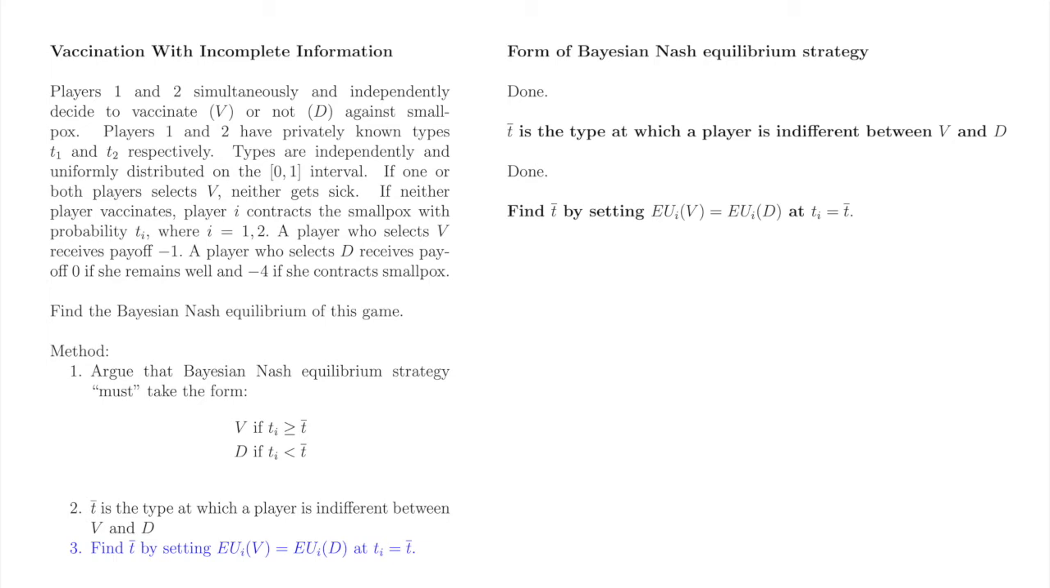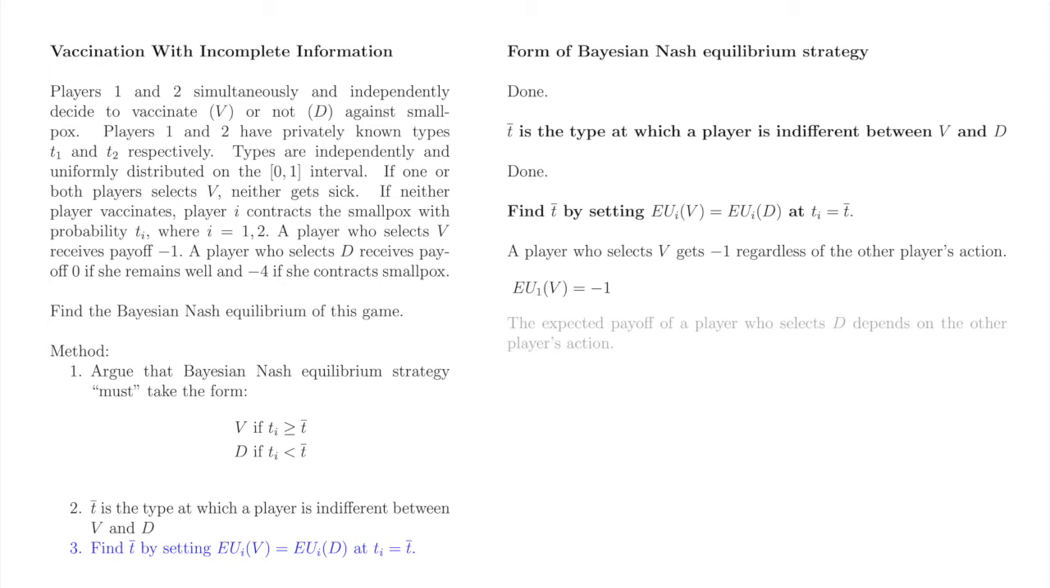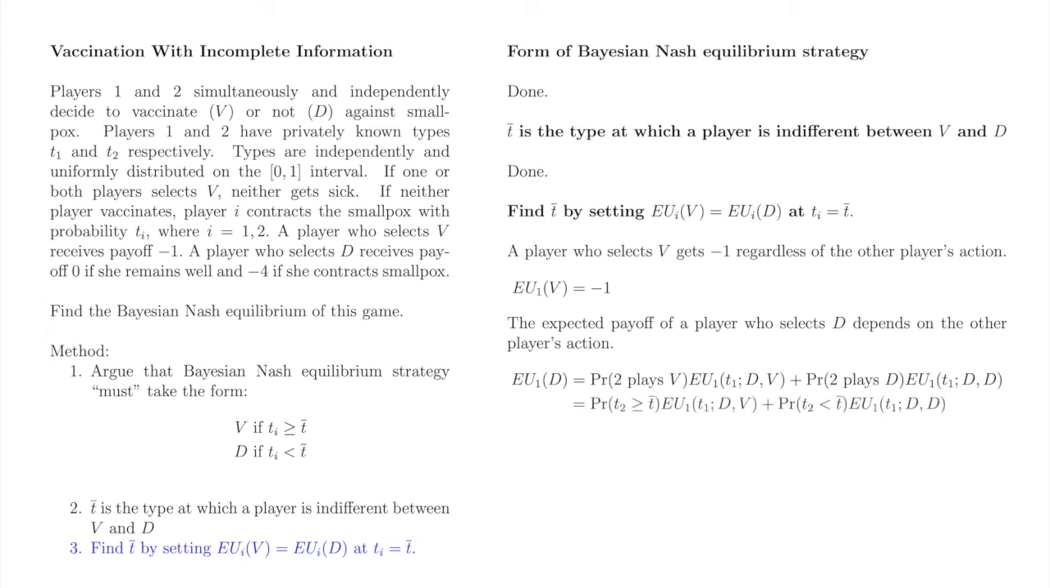Now we can write down expected payoffs and find T-bar. A player who vaccinates gets -1 for sure. We need to untangle some probabilities in the event that a player doesn't vaccinate. Here's player 1's expected payoff when she plays don't vaccinate. Players 1 and 2 adopt the same strategy, but neither knows the other's type. Therefore, from player 1's point of view, player 2 vaccinates whenever T2 is greater than or equal to T-bar, and does not vaccinate whenever T2 is less than T-bar.